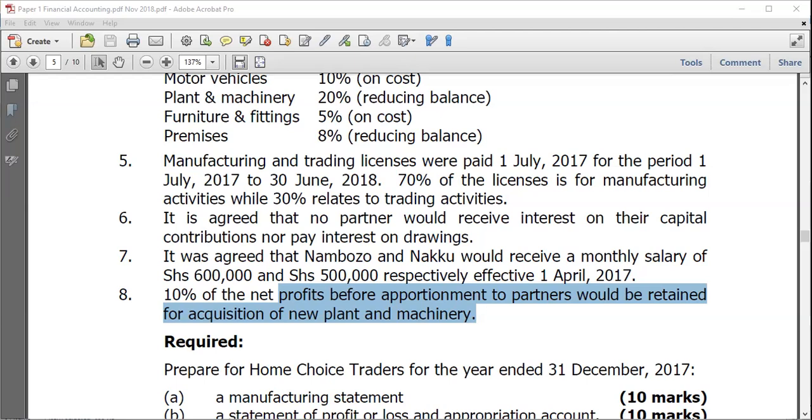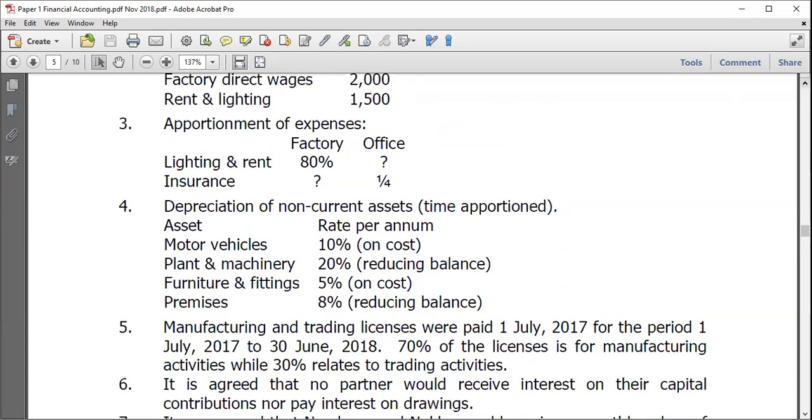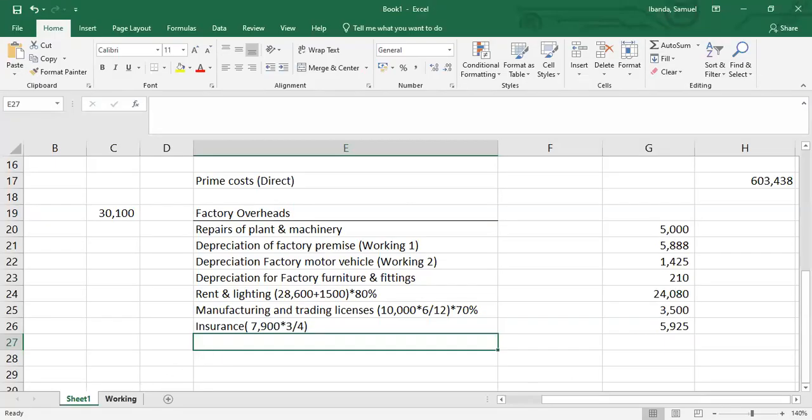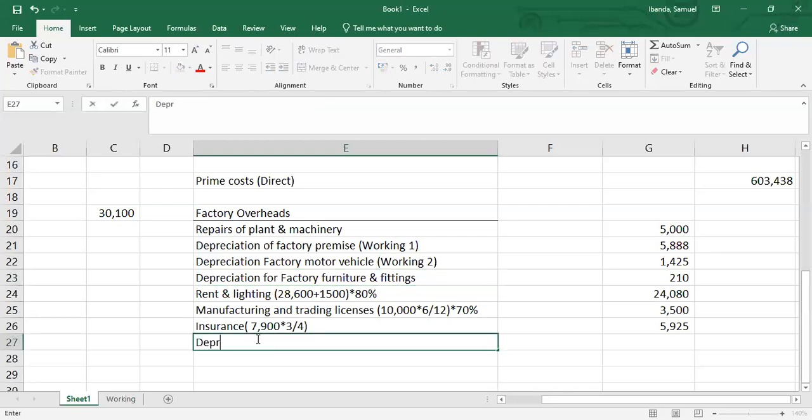Did we depreciate plant and machinery? I think we haven't. When you look back into our working here, we had only the factory premises. So let's depreciate our plant and machinery as well. Here we only recorded repair of plant and machinery, but the plant and machinery also needs to be depreciated.